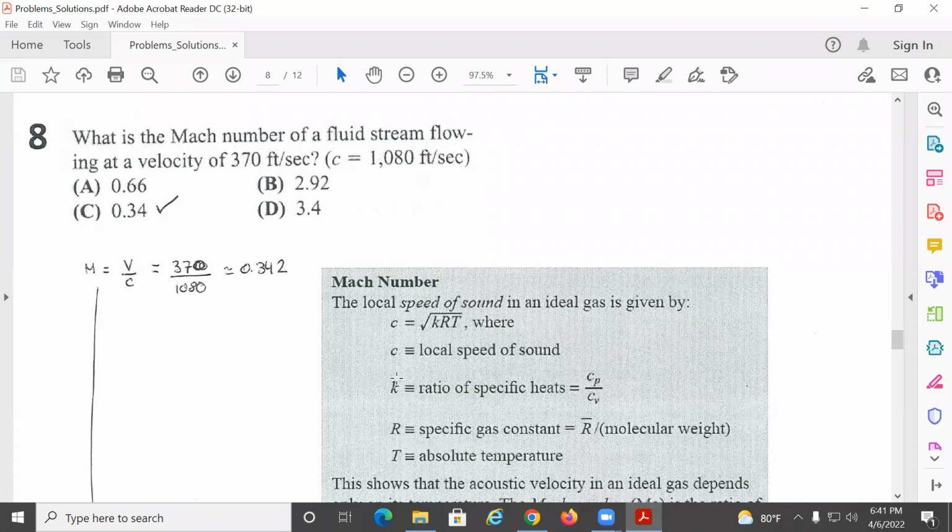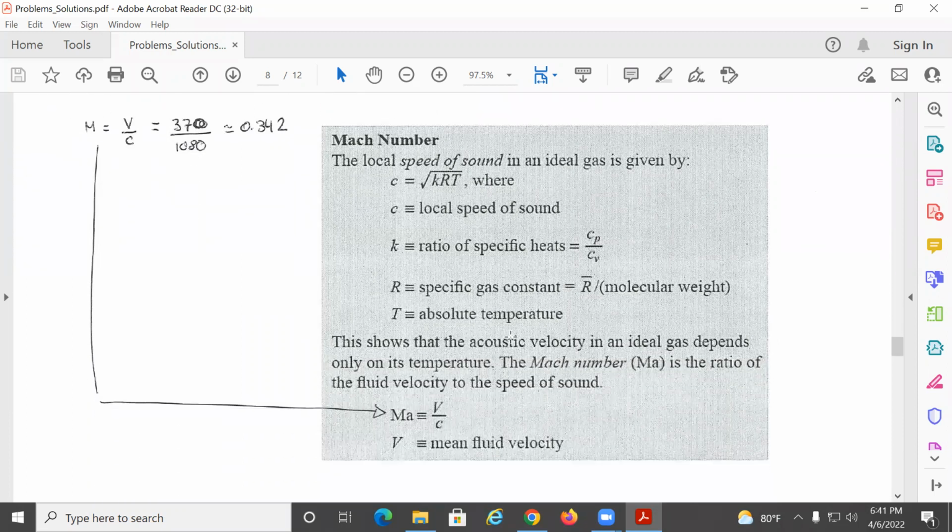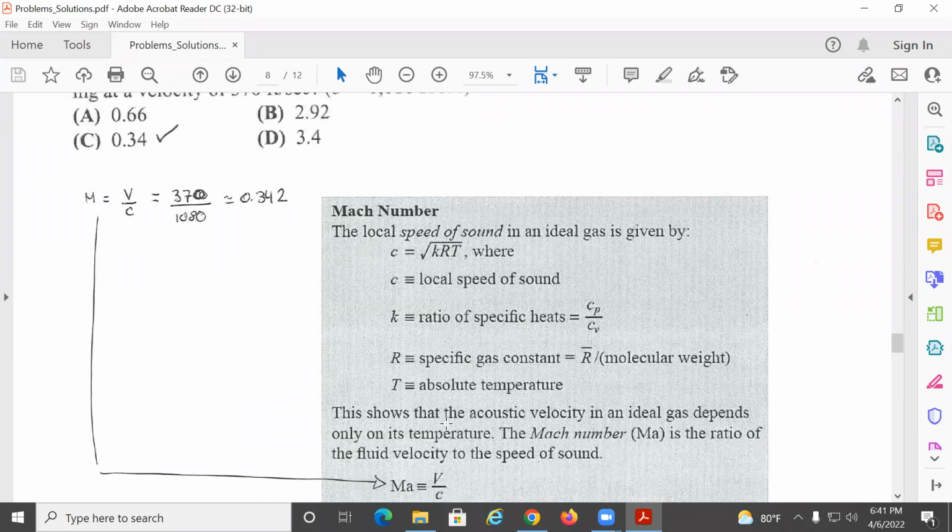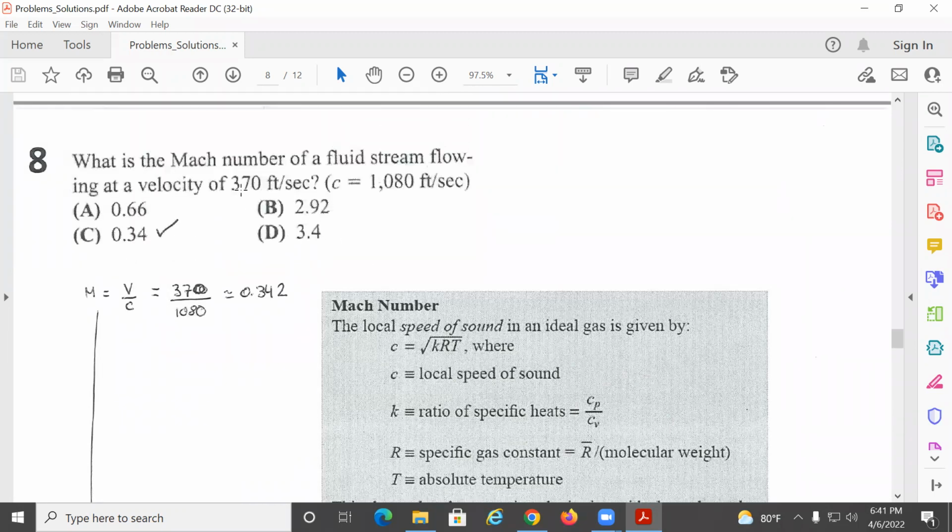So the Mach number is equal to the actual velocity divided by the speed of sound. So basically, the Mach number over here will be, okay, the equation they give you over here, velocity divided by speed of sound. Very simple problem. So you divide the 370 by the 1,080. So basically, if an aircraft is flying at 370 feet per second, that is equivalent to a Mach number of 0.342.